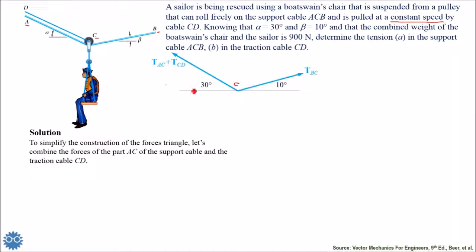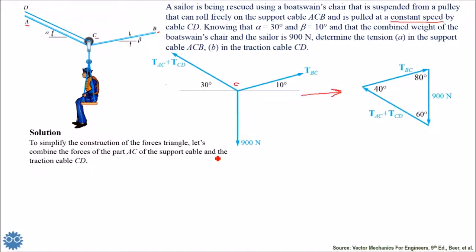So the tension is always in the direction pulling to the other sides. Now again, we add the tension BC, which is one wire, no problem. And then we have the combined weight of the sailor and the chair. Now, from this figure, we can directly draw the forces triangle, or the tensions triangle.